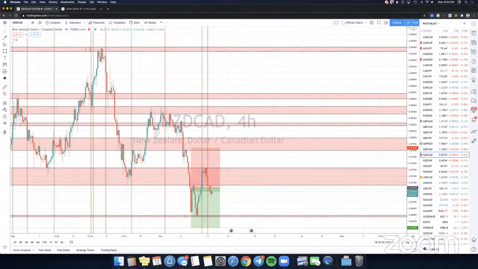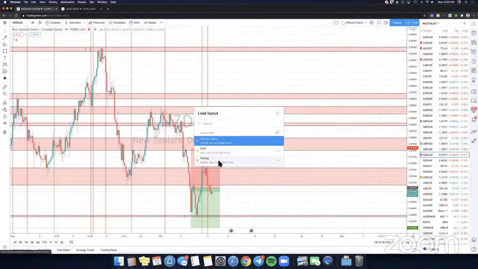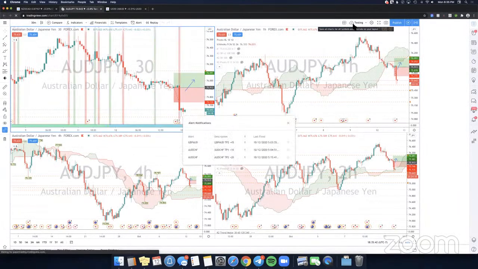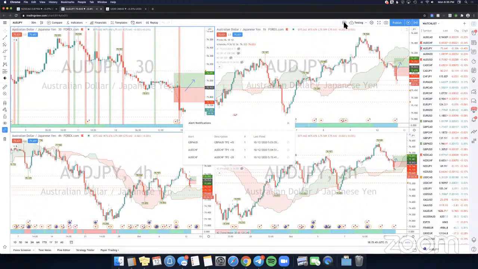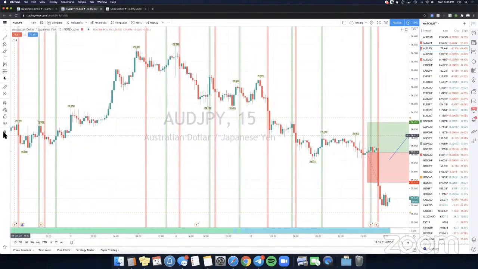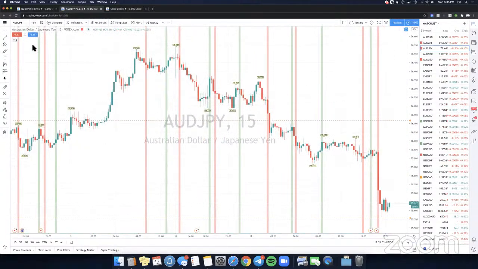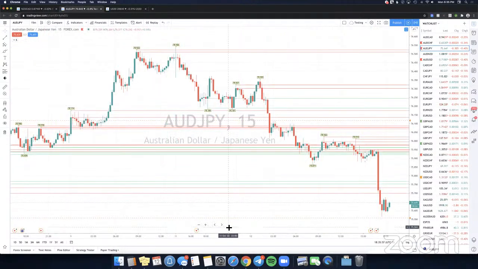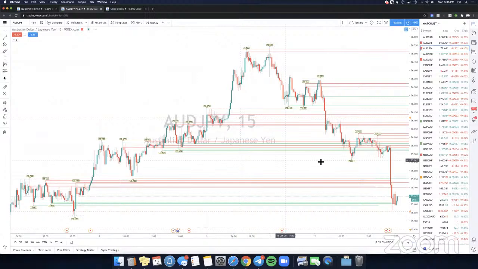Let's see. Angel said, can we draw the zones and trade on the lower time frame, like 15-minute? Yeah, you can draw the zones on any time frame. So this is the 4-hour, but sorry, let me fix this. But yeah, if you want to trade on the 15-minute, it works the same way. So if I turn on the zones over here, you still have zones on the 15-minute as well.